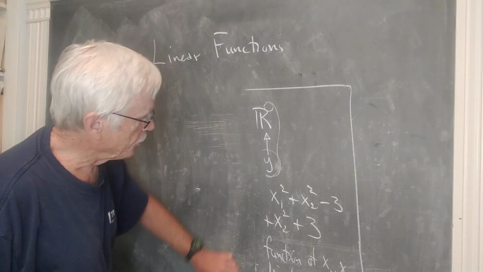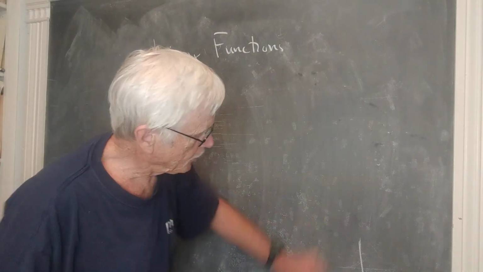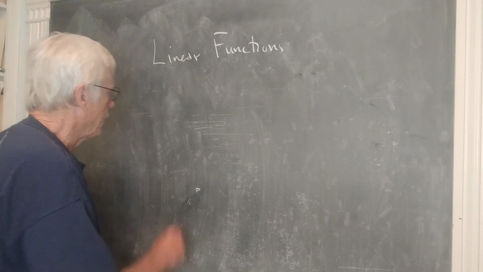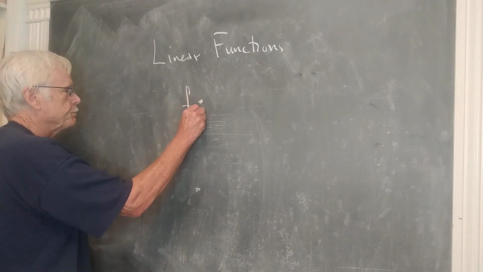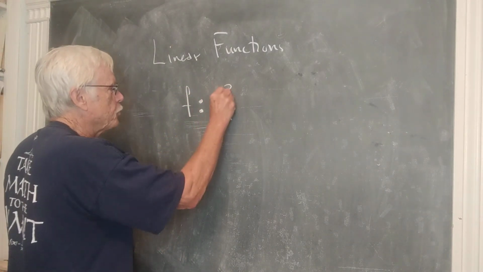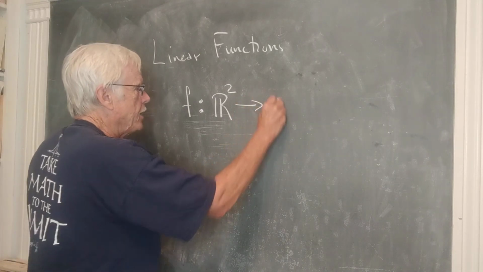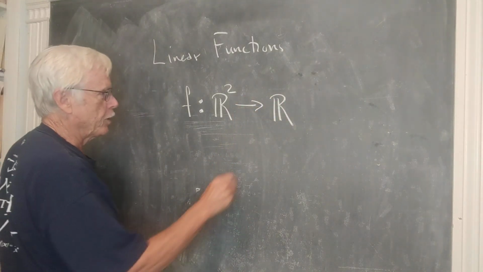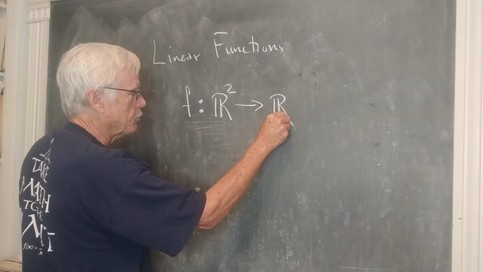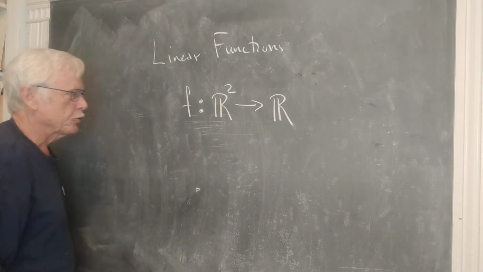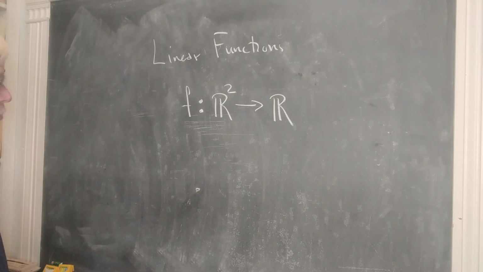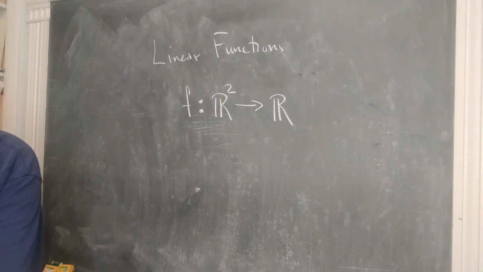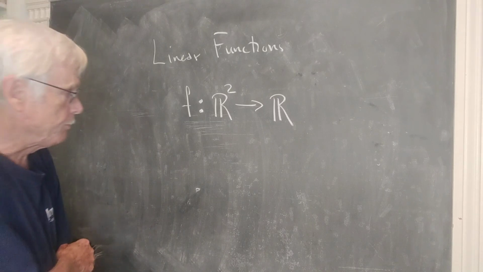So let's take a linear function of two variables. So it's a function. It's going to have two variables, and it's going to be real valued, a real valued function of two variables. The values are real numbers. The variables are two variables. And so now I'd like to give that function an equation.